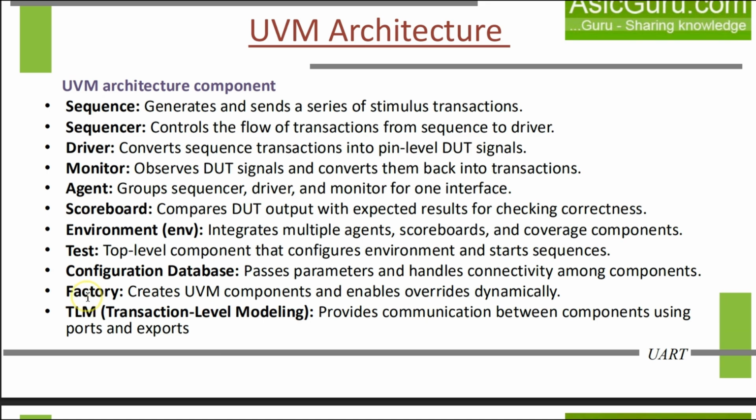Next comes the factory. It is not a part of the architecture, but I have explained its terms. It creates UVM components and enables overrides dynamically. If we want to override at runtime, then we should use the factory. Next is the TLM port, which is used for connection or communication between two components using a port and an export.